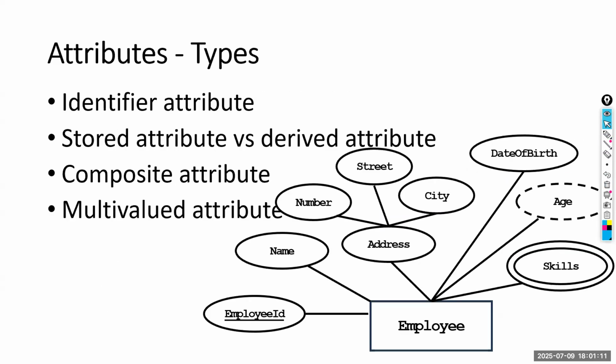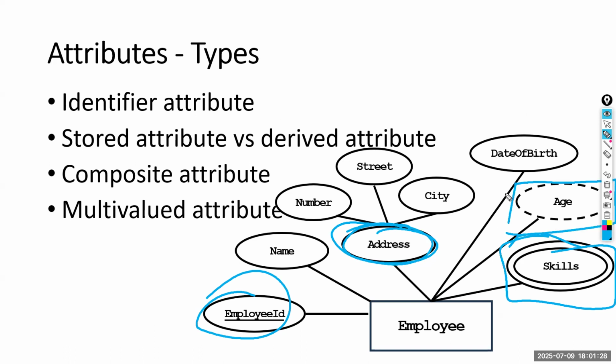So this is an example. We have different types of attributes as well, like this identifier attribute. This is a multi-valued attribute. Sorry, this is a composite attribute. This is a multi-valued attribute. This is a derived attribute. This is a normal attribute. This is another normal attribute.